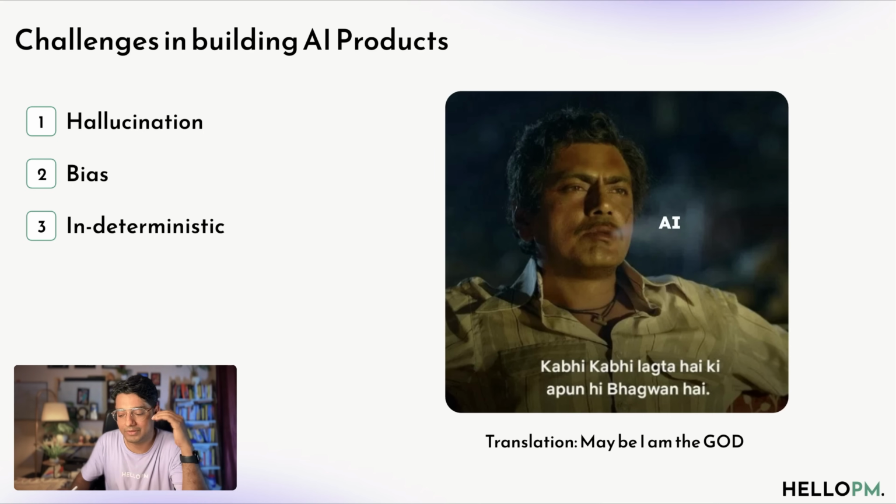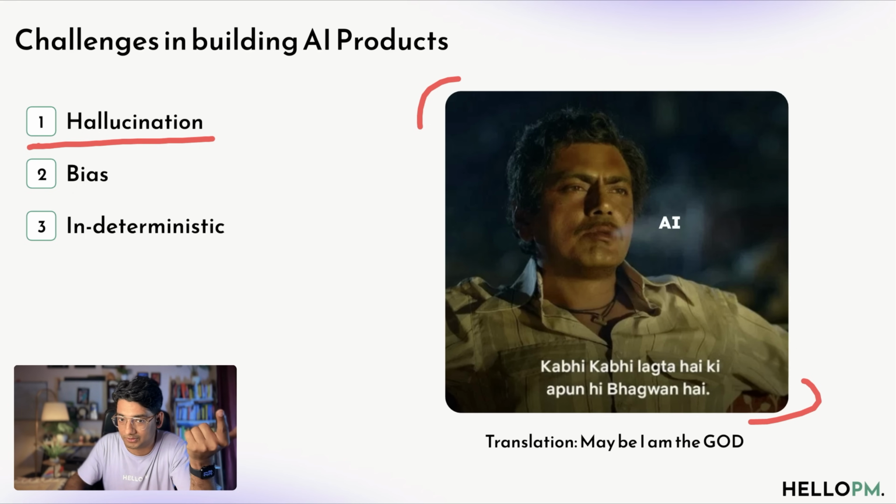Now, whenever we are building AI products, there are some challenges that we are going to face. Some common challenges are that the AI is going to think that it is God and it knows everything. In order to define these challenges, we can say that AI faces hallucination. Hallucination means AI is going to give you wrong information, but with full confidence. So if you don't know about the topic, you would not know whether it is correct or not.